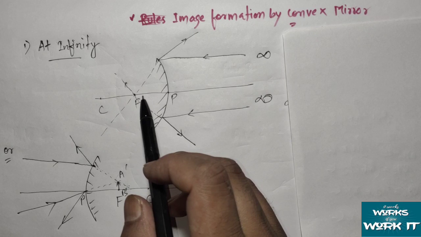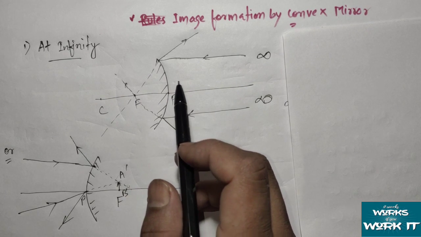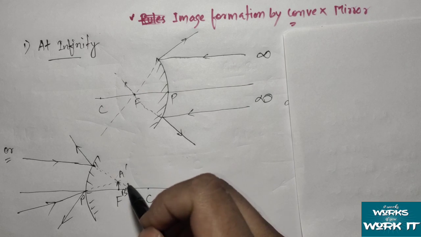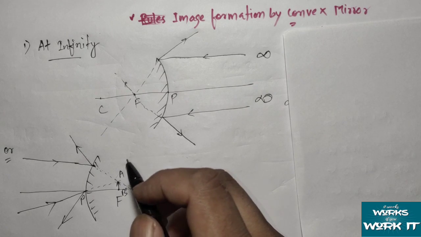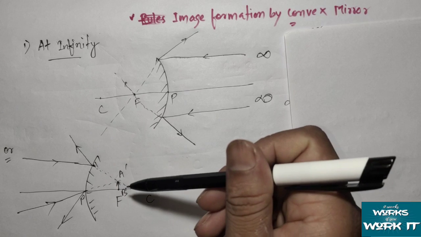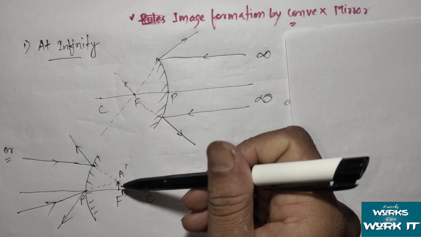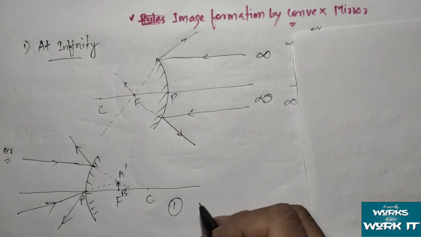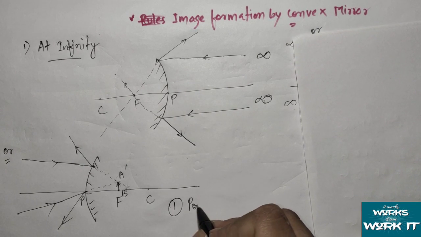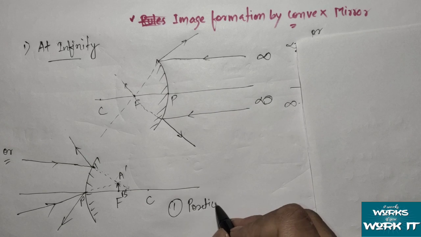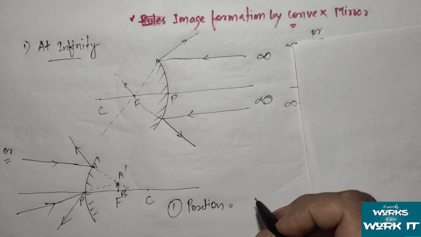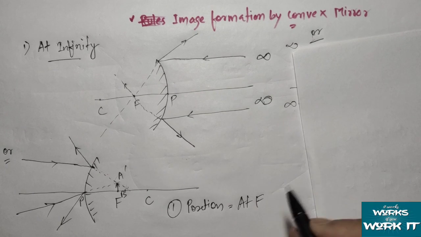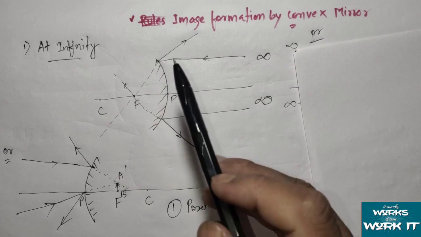mirror, and if it is behind the mirror, it will have a virtual and erect image. Okay, if you see here, the image is not inverted, it is erect. Okay, so the first point we need is the position. So position will be where? It will be at focus. Okay, here also if you see, at focus.